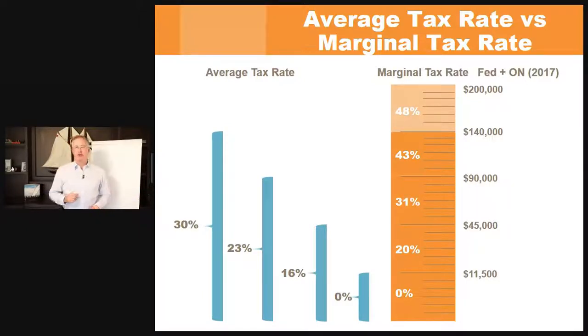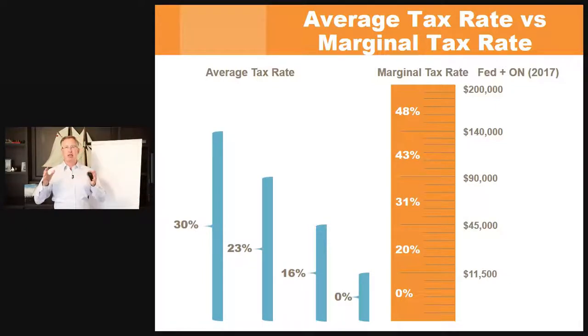So if you earned more than $140,000 up to $200,000, you're now in the 48% tax bracket, or your marginal tax rate is 48%. And there's a new tax bracket now above $200,000, which is 53%. So any income that you earn above $200,000 is going to be taxed at 53%. So I hope that gives you an understanding of how the average change is different from the marginal tax rate.